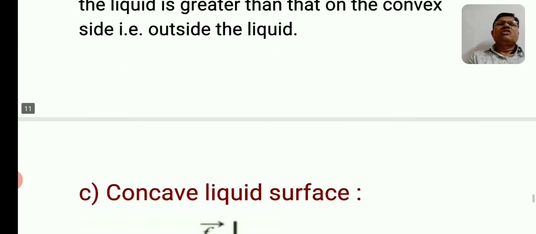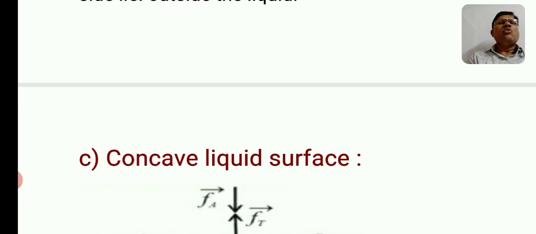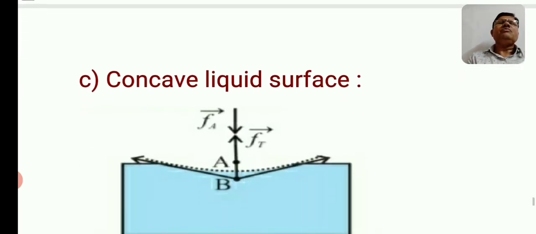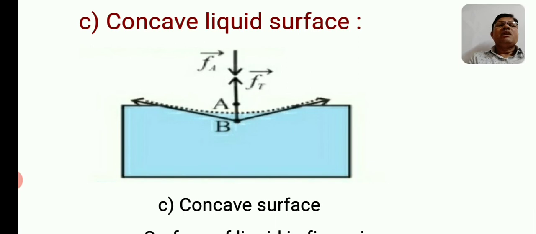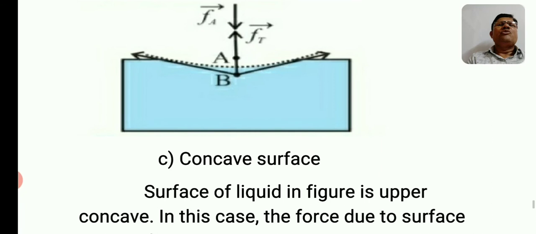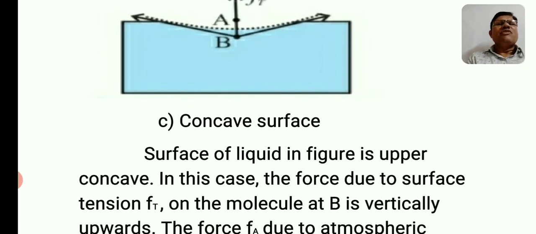Now, third one, that is C, the concave liquid surface. See the diagram. Here is the concave surface. Here also there are two molecules A and B. A is just above the liquid surface and molecule B is just below the liquid surface. There are also two forces. Fa is atmospheric pressure, which is in the downward direction, and Ft is the tangential force, which is in the upward direction. So the surface of the liquid in the figure is upper concave.